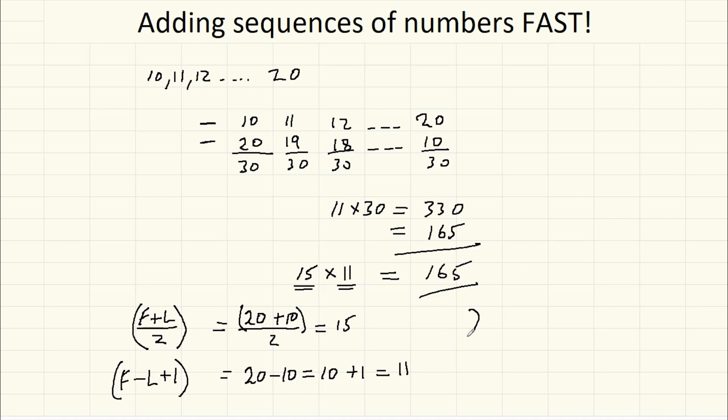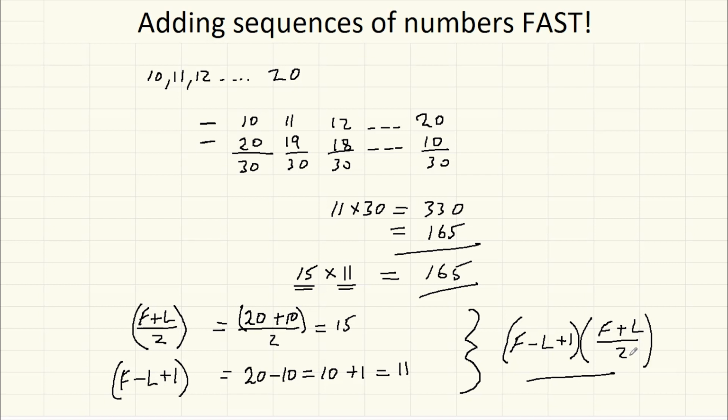So combining these two, we can say that to add a sequence, we just need to multiply these terms together. So it's the first term less the last term plus 1, multiplied by the first term plus the last term divided by 2. And that will add any sequence for us.